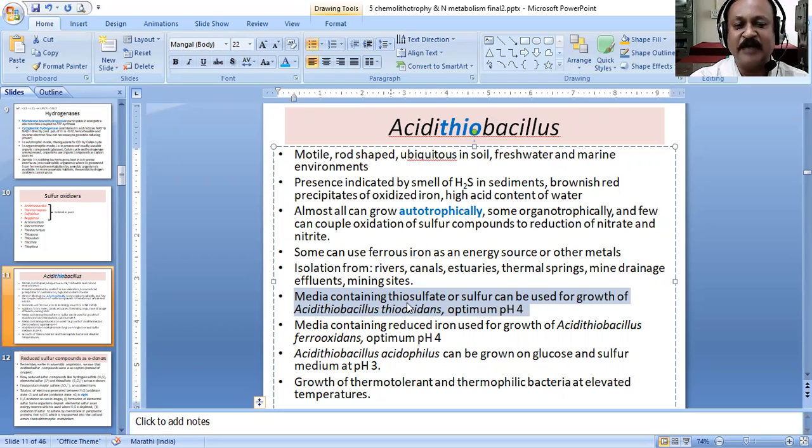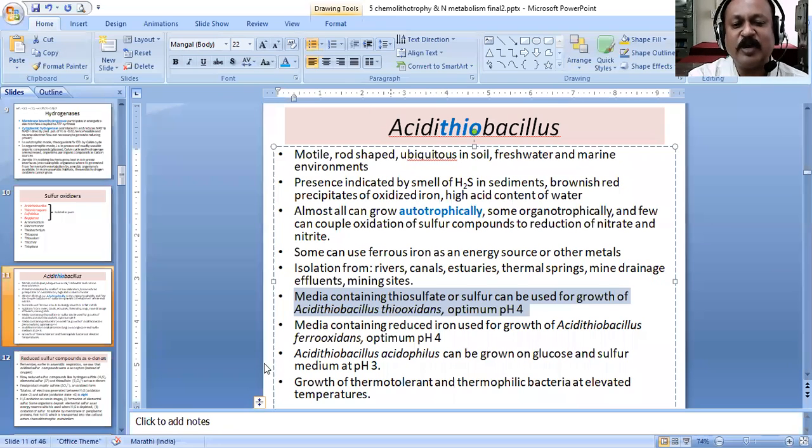While Acidithiobacillus thiooxidans and Acidithiobacillus ferrooxidans are autotrophic organisms, and therefore you don't have to add any glucose or any other organic compound in the medium. Okay, just remember that.